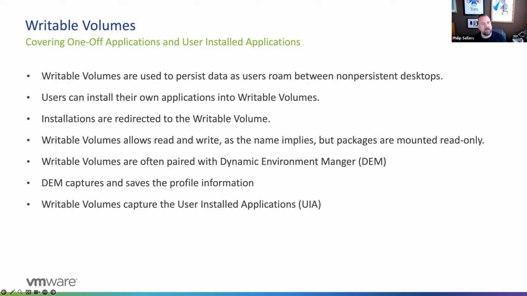Writable volumes are used for persistent data and for user-installed applications. That's really where this technology comes into play. So with a writable volume, you can allow a user to come in and, you know, add their own Notepad++, add their own utilities, and those installations are redirected to the writable volume. And so over time, as the user moves from non-persistent machine to non-persistent machine, this reattaches their application and allows them to be able to read and write. That's the critical difference between writable volumes and packages. Packages are going to be read-only. We talked about that, 100% read. Writable volumes are going to be read and write. They're often paired with Dynamic Environment Manager, or DEM, where DEM can capture and save some of the profile information. And like we talked about, it's primarily used for user-installed applications.